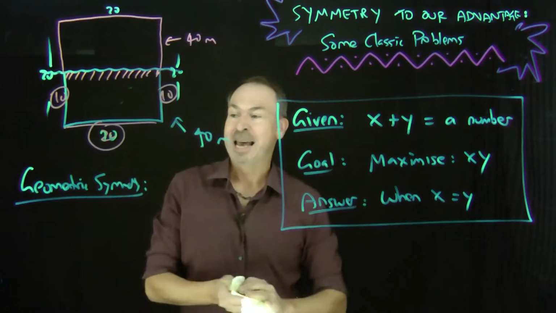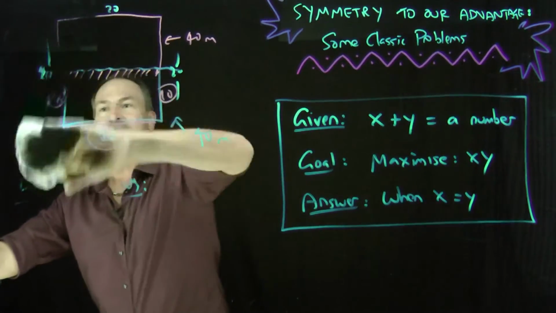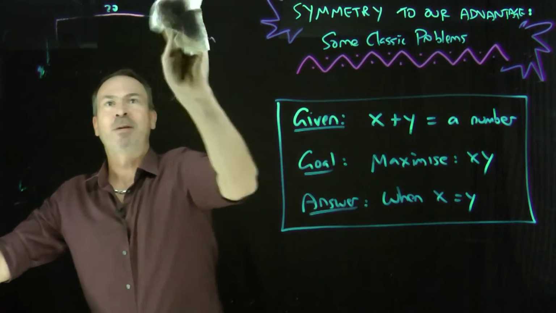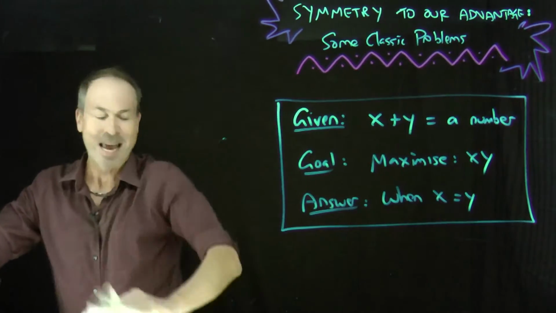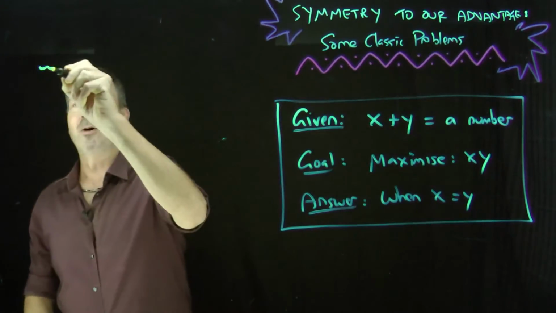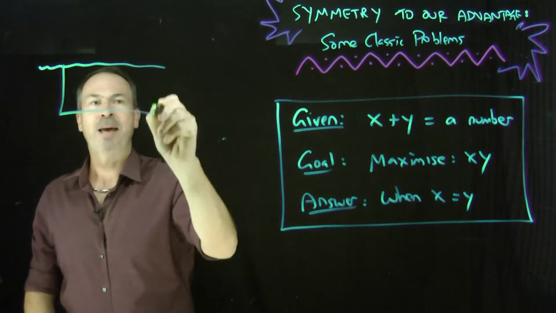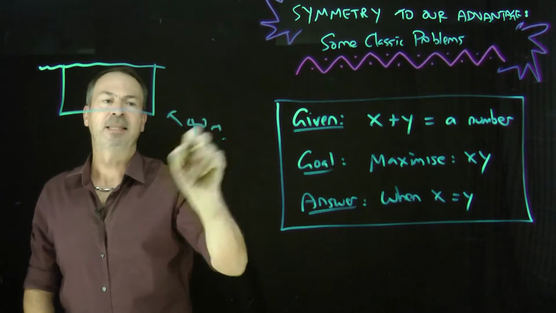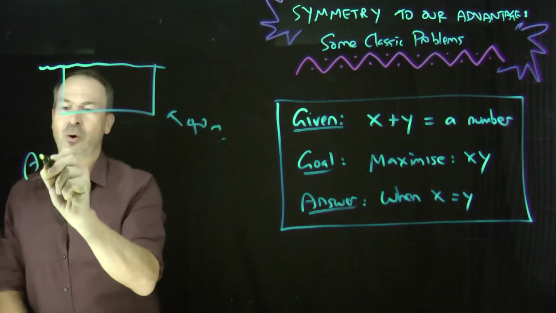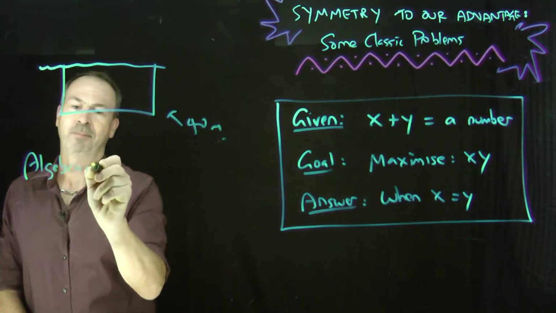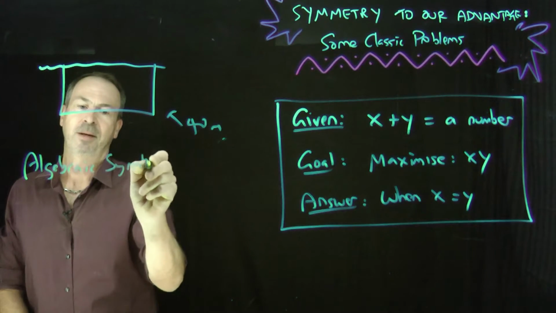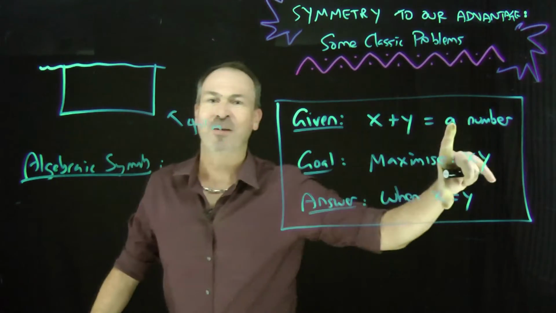But let me do it again now by using another type of symmetry. Let me just redraw this picture. Let's pretend we didn't see the answer there and do it again. So I have a barn wall. I have a rectangular pen with 40 meters of fencing there. Now I'll do what I'm going to call algebraic symmetry. Algebraic symmetry. I'm going to use all the algebra over here.